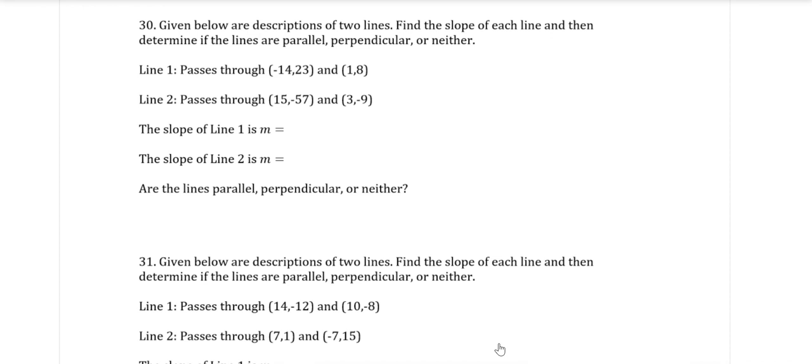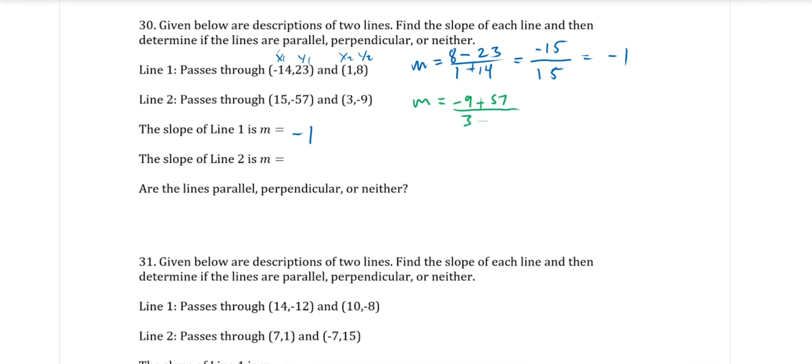These ones are a good deal briefer because they just ask us to decide whether or not these lines are parallel, perpendicular, or neither. To find the slope, we need to plug this into the slope formula with an x1, y1, and an x2, y2. So that's going to be minus 23 over 1 minus minus 14 is 1 plus 14. This is 15 on the bottom and minus 15 on top, which gives me a slope of minus 1. For the next one, we have a slope of minus 9 minus minus 57 over 3 minus 15. This becomes 48, and this a minus 12, which gives me a slope of minus 4.